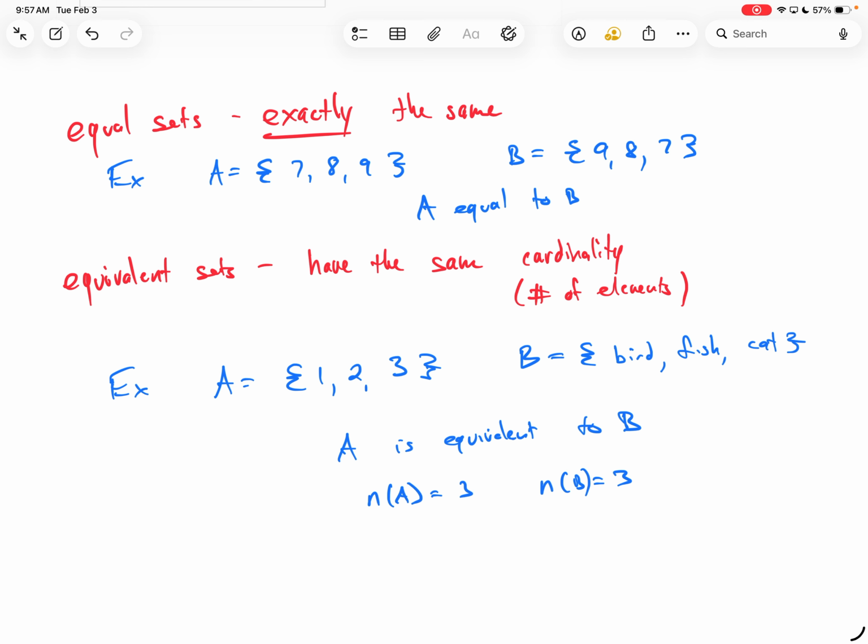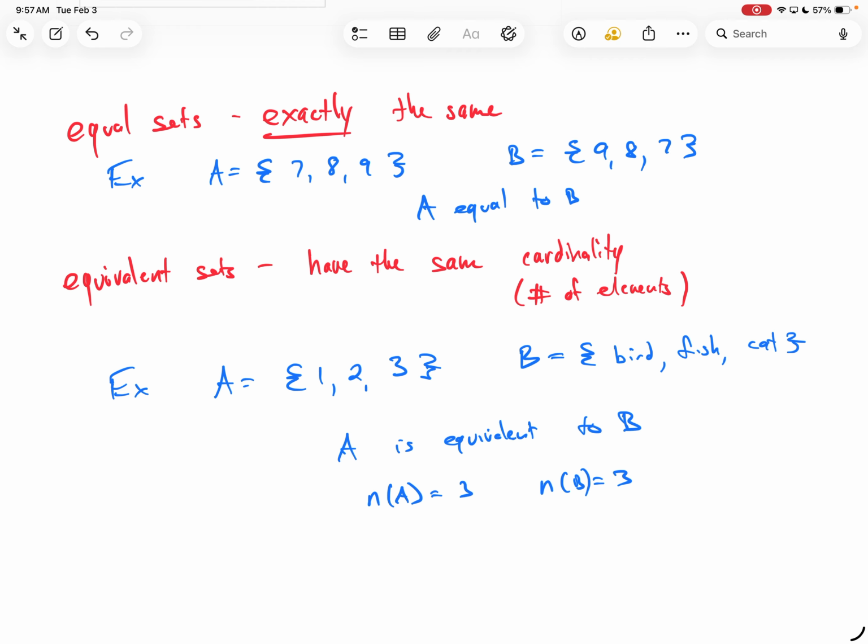The new one here, though, is equivalent. Equivalent sets have the same cardinality, okay? They have the same number of elements in it. So they are equivalent if they have the same number. My example here is A is 1, 2, 3. So my cardinality for that is 3. And B is bird, fish, cat. Okay, those obviously aren't equal, but the number of items in B is also 3. So the cardinality for B is 3. So they would be equivalent because they both have 3 elements in it.